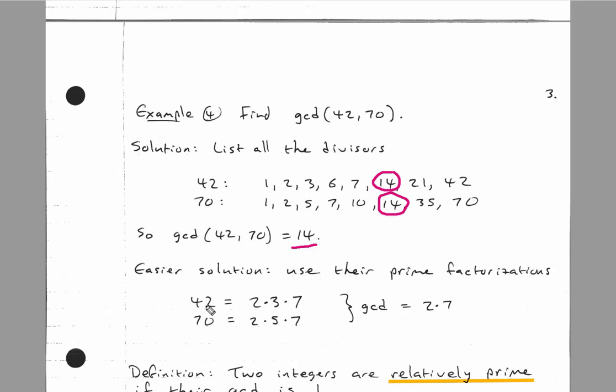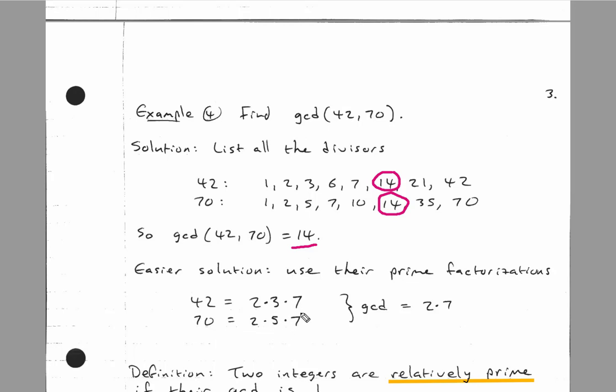Okay, so maybe make a factor tree. So 42 is 6 times 7, 6 is 2 times 3. So 42 is these factors. 70 is 7 times 10, 10 is 2 times 5. So this is the prime factorization of 70.